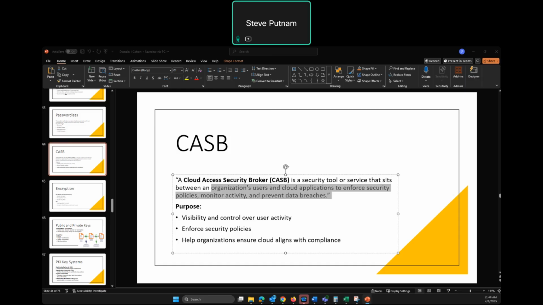Some of the key features here: the visibility is great. It tracks all that user activity and identifies any unauthorized cloud applications, any shadow IT. Threat protection detects and mitigates malware, phishing attempts, things like that. It protects sensitive data with encryption, tokenization, and DLP policies. It enforces policies based on identity, device type, or geographic location. These are like conditional access policies that you might find in Azure.